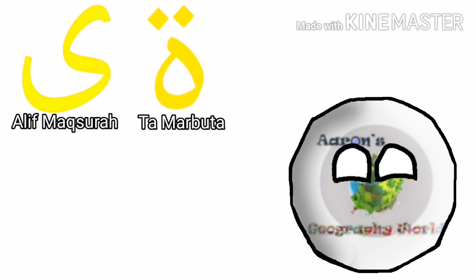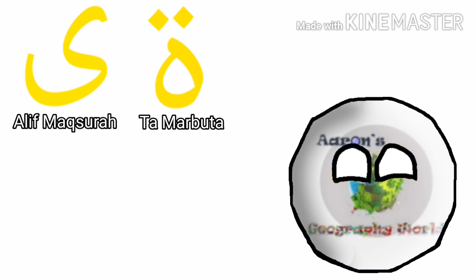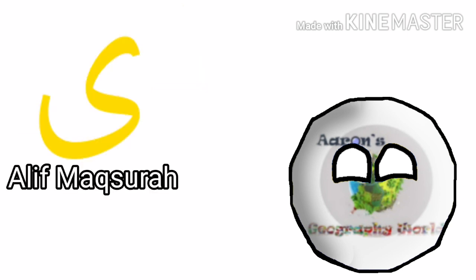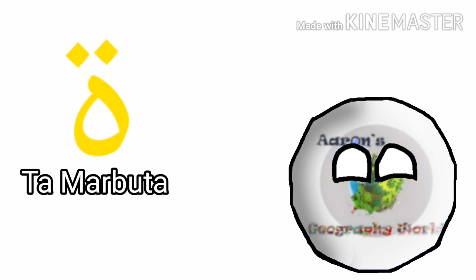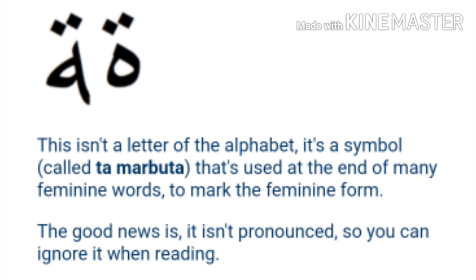So that was all the letters. You know that there are two more letters, Alif Maksura and Ta Marbuta. The letter Alif Maksura is rarely used, identical to the Yo, and the Ta Marbuta, which can be used at the end of a word to mark the female form. However, Ta can only exist in the isolated and final forms.